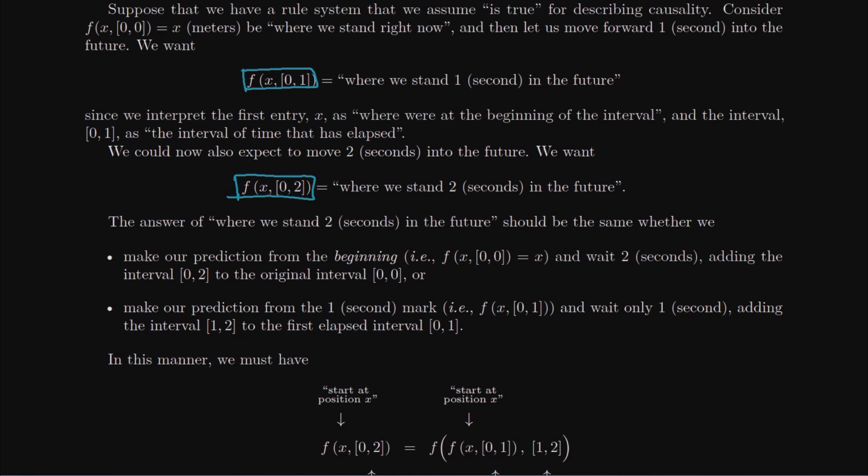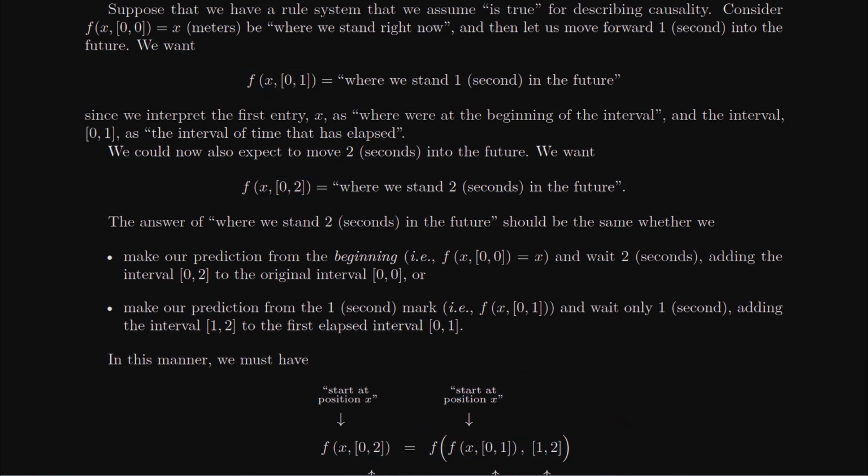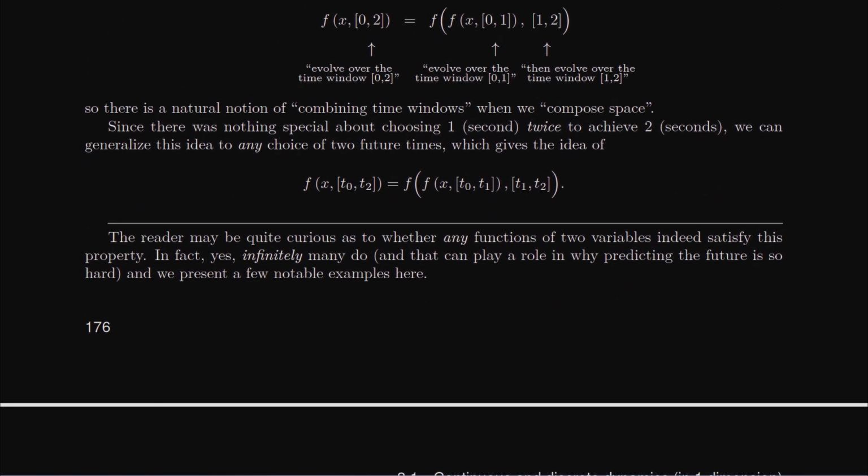But if the future is truly the future, I should have the ability to predict the future at time second 1, and then predict the future again over the interval 1 to 2. Right? These are 2 predictions lined up. They should still give me the same answer as a single prediction over the larger time window. If this is still not making sense, I would just pause the video and read it, because I do a pretty good job describing it in language. It's a hard concept, but it's just something that you have to pay enough attention to.